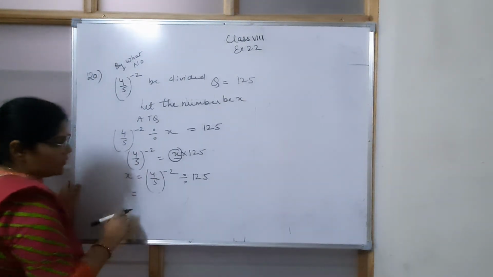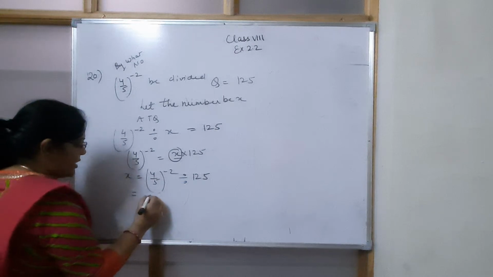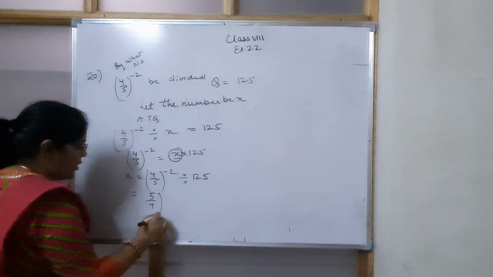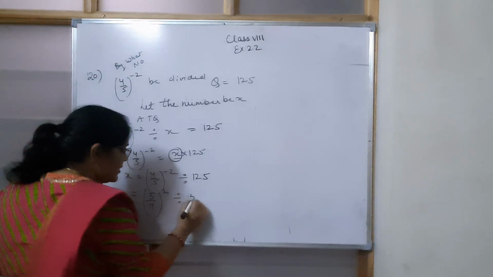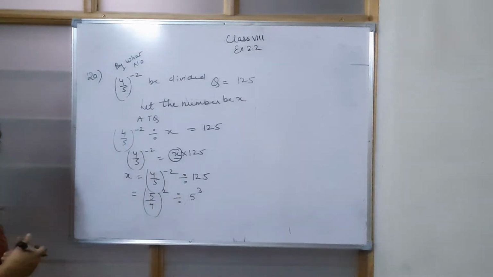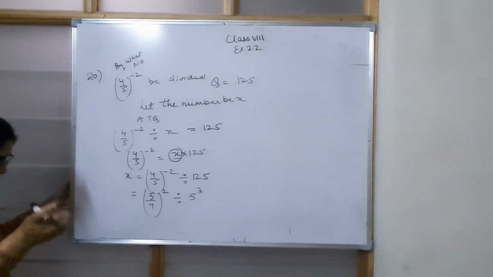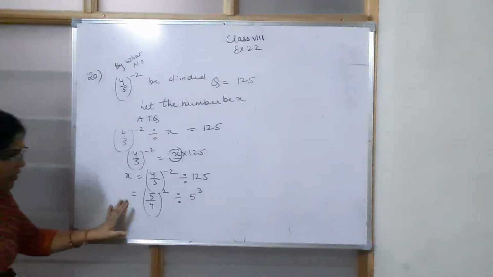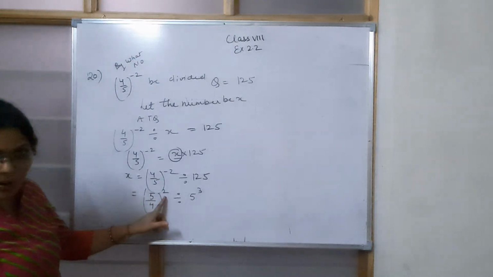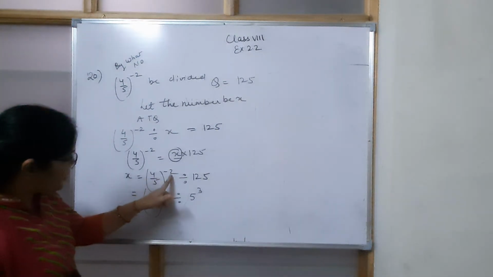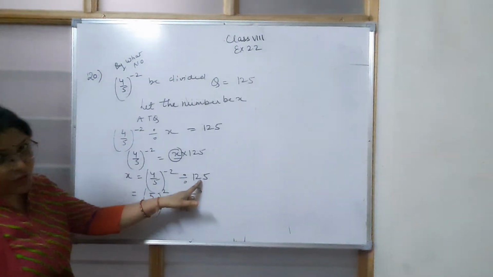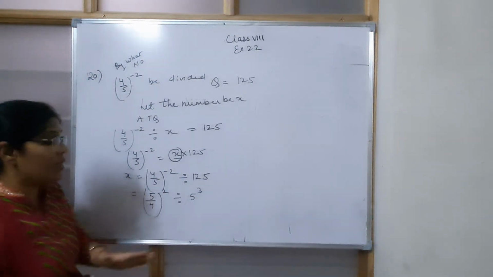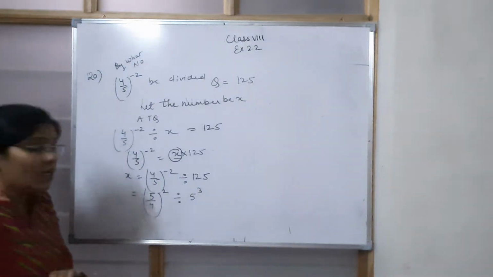Now how will you solve this? Just look here. This can be written as 5 upon 4 and the power will become positive. Now the divide sign is there. 125 can be written as 5 raised to the power 3. If you wish to solve it like that only, you can do it. So 5 upon 4 raised to the power 2, the power becomes positive. The divide sign is there. 5 fives are 25, 25 into 5 is 125.